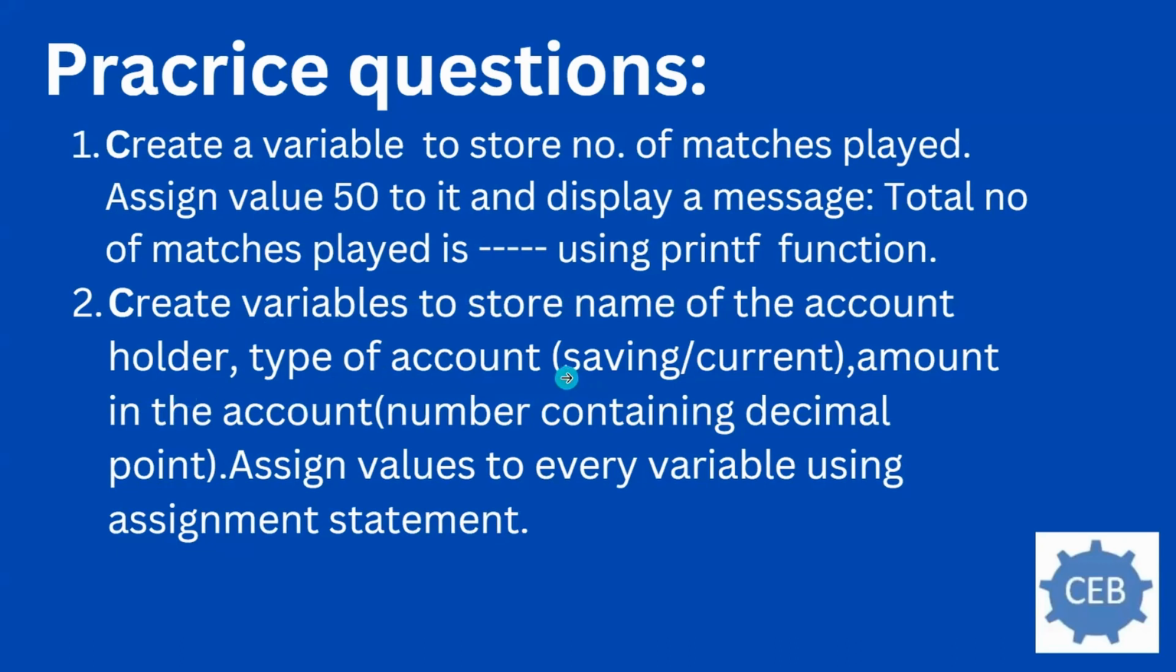Second one is to create variables to store the name of the account holder, type of account, whether it is saving or current, and amount in the account. That means we should have a number containing the decimal point.